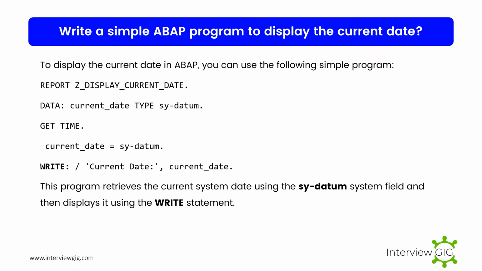Write a simple ABAP program to display the current date. To display the current date in ABAP, you can use the following simple program. This program retrieves the current system date using the SY-DATUM system field and then displays it using the WRITE statement.